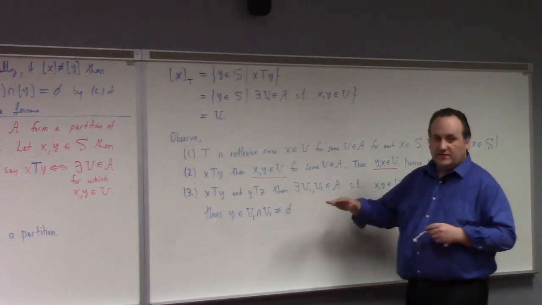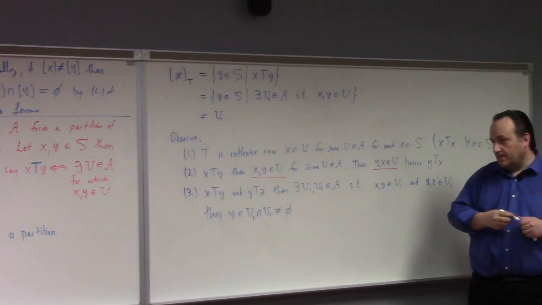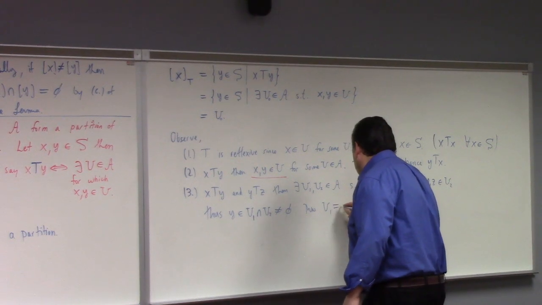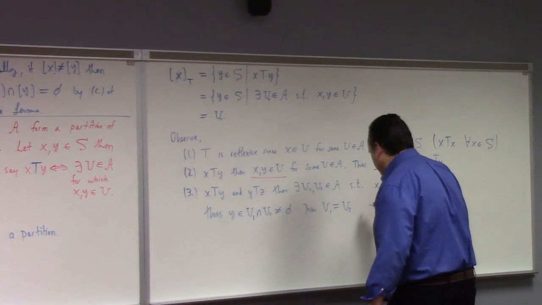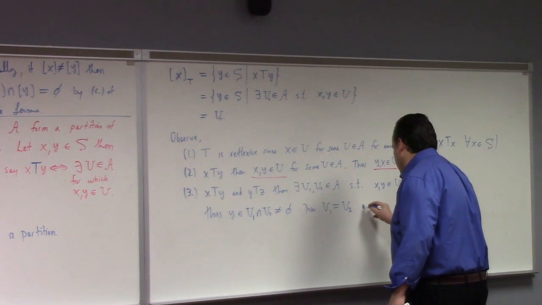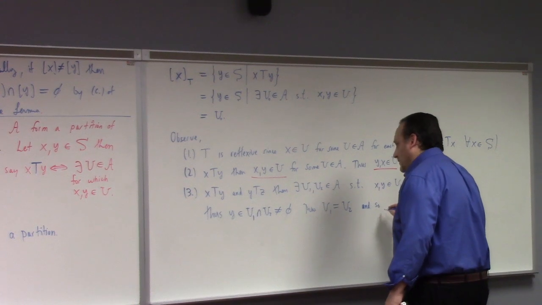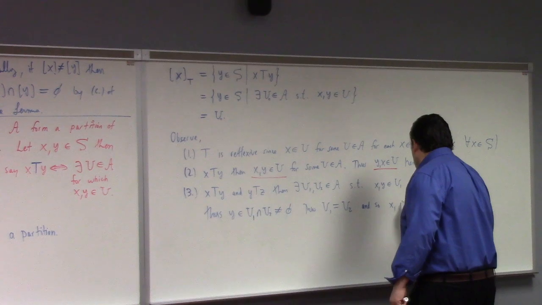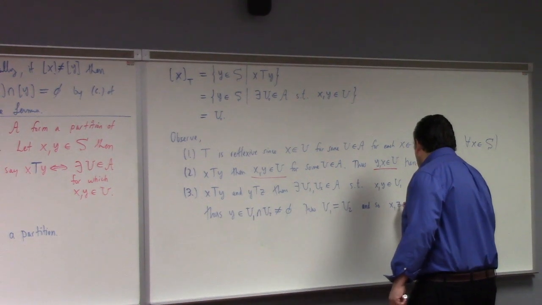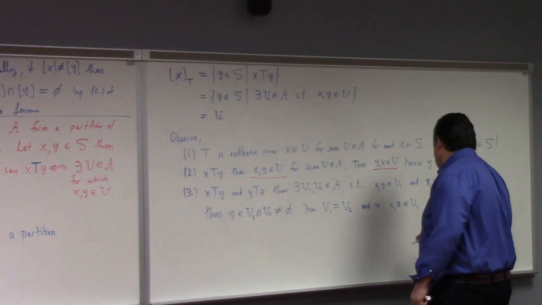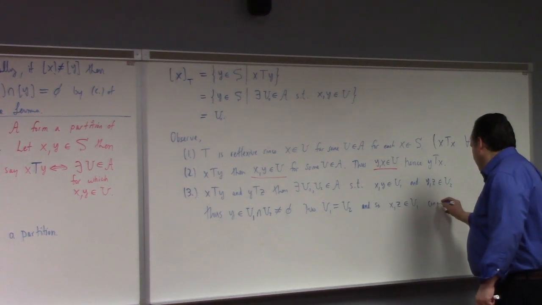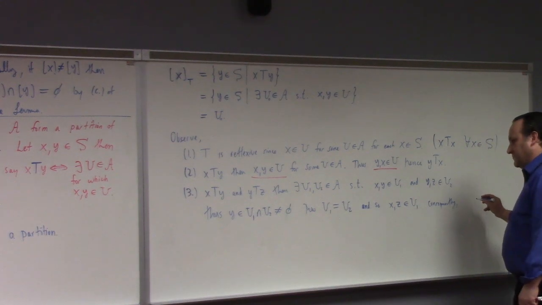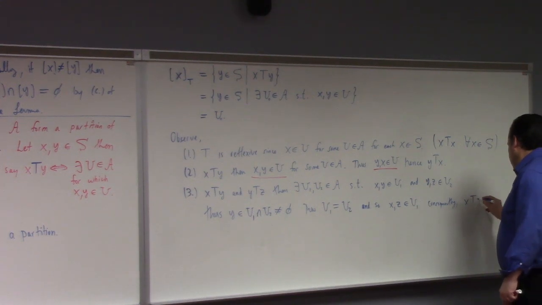We assume that A is a partition. U1 equals U2, right? So thus, U1 is equal to U2. And so x and z are both elements of U1. Consequently, x is t-related to z, all right?